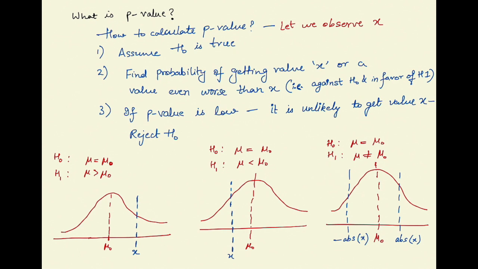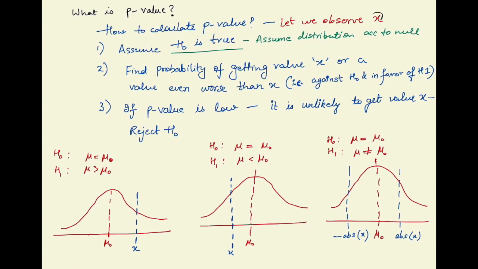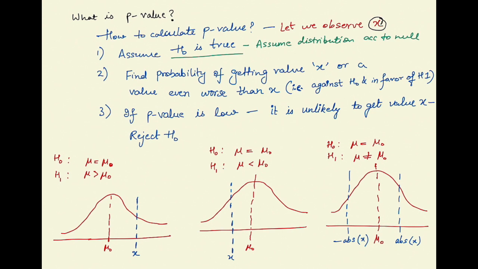To calculate the p-value, first of all we have to assume that our null hypothesis is true. So we have to assume a distribution which our null hypothesis specifies. And let's say that now we observe a given observation x, and we have to decide how likely it is to observe this observation, given we have already assumed that the distribution is as specified by our null hypothesis. So what we do is find the probability of getting a value x or a value even worse than x, that is a value which is against the null hypothesis and in favor of our alternate hypothesis H1.